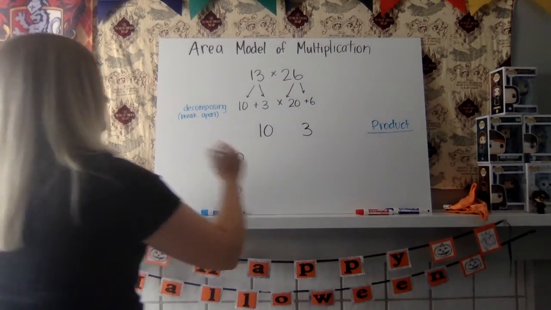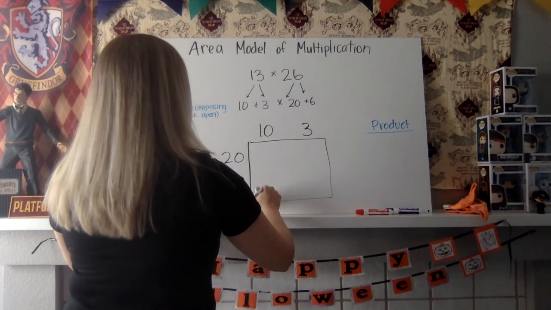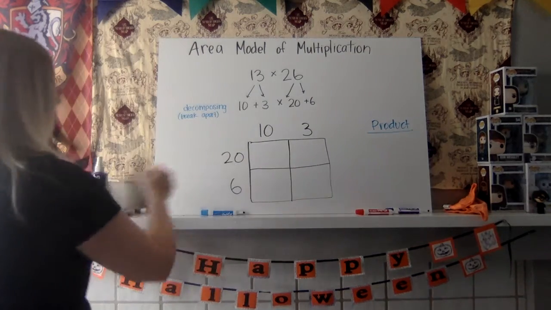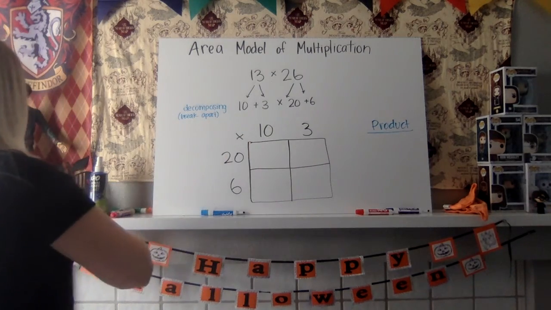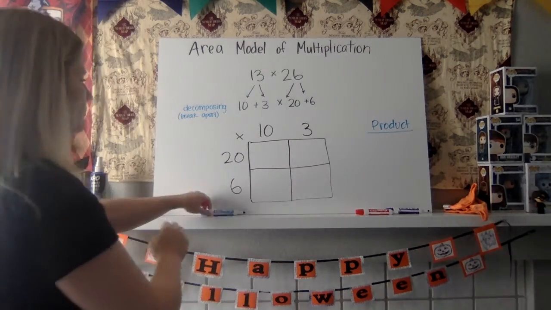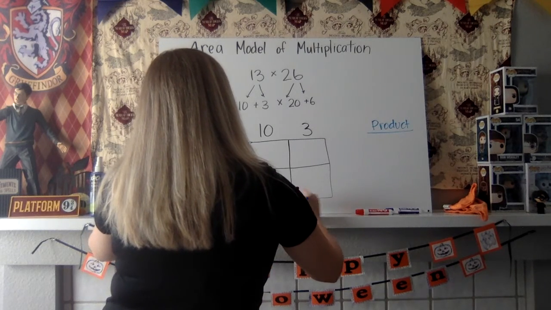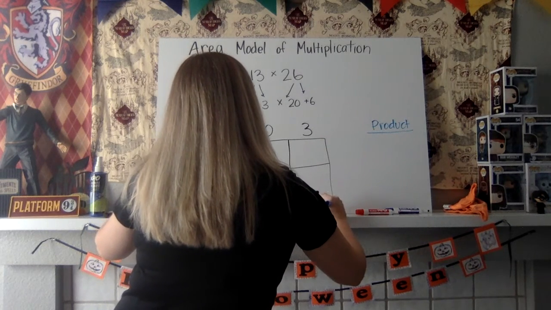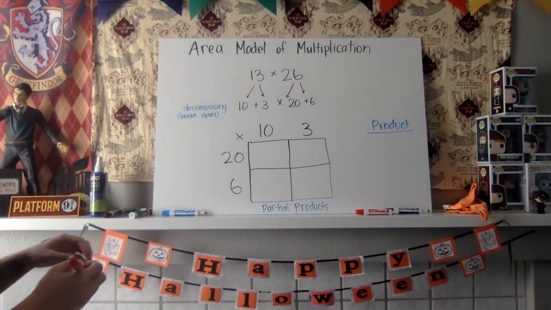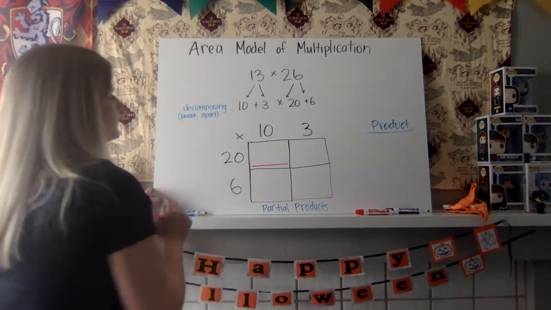Okay? So our area model chart is just squares. It does not have to be perfect at all. Remember, we are multiplying. Okay, so now we're going to have 4 partial products. So these, remember, are our partial products. Okay, so first things first, 10 times 20 is going to go into this box right here.